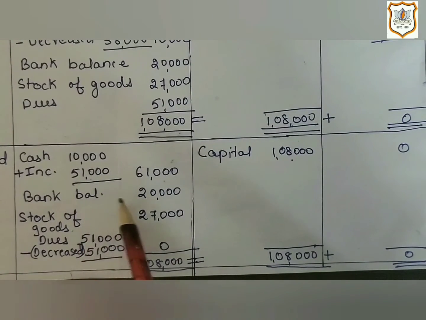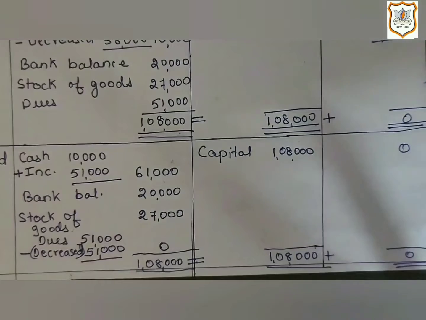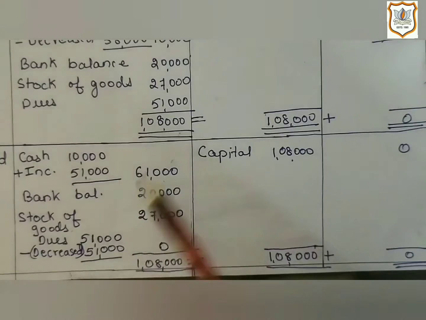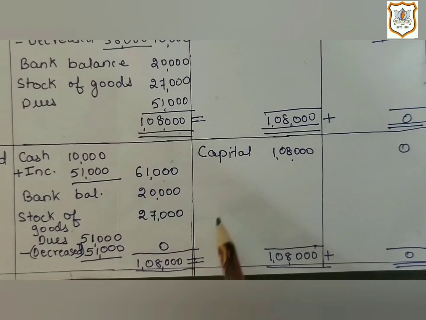Our bank balance will remain the same as 20,000. Stock of goods will also remain the same as 27,000. And now, as our debtor Jaslyn has paid us entire amount, our dues is decreased now. Now total of all asset is 1,08,000. Now let's see on the other side, that is on left hand side.